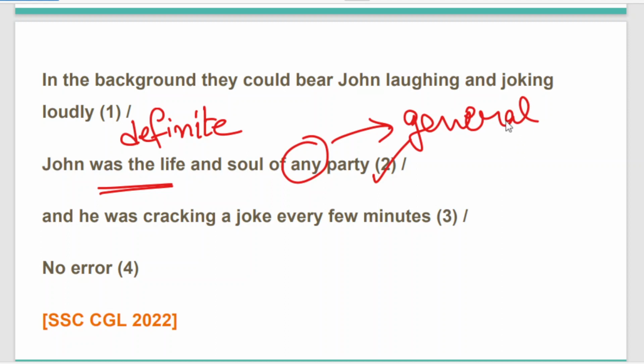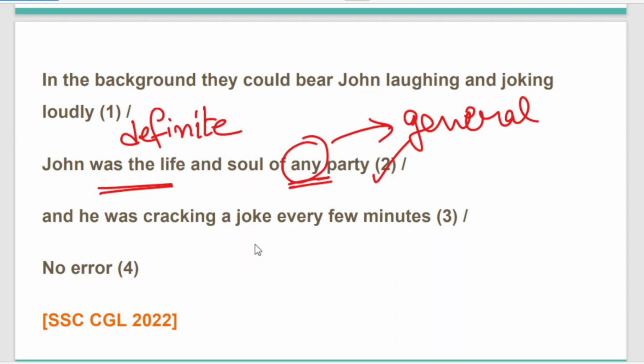Now, in this sentence, we are talking about John, who is present in a party. Now, John is present in a party and is laughing a lot, cracking jokes, and making everyone feel good, feel happy, feel laughing. Now, how come when we are talking about a person in a party, we can say any party? Any party means any party, like it can be any party happening here and there. But in this sentence, we are actually talking about a person in a particular party.